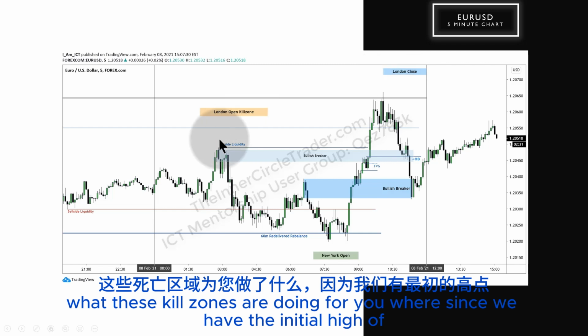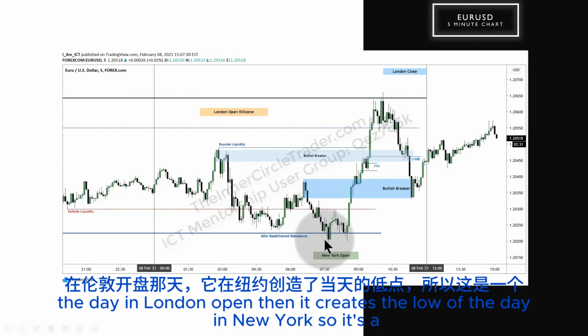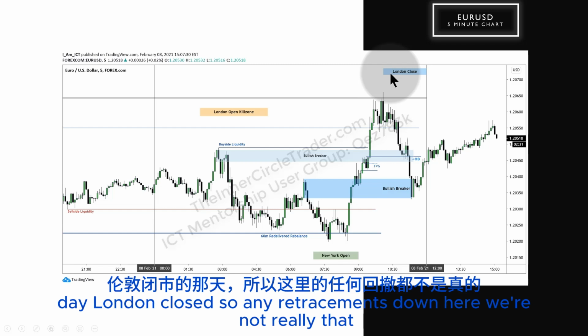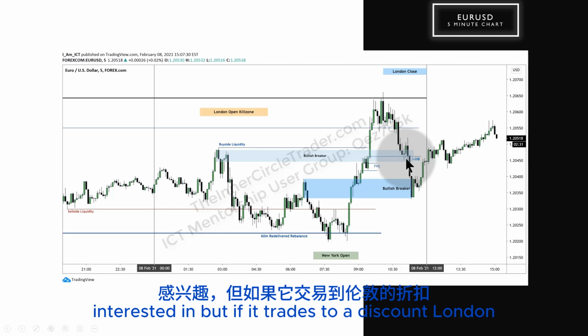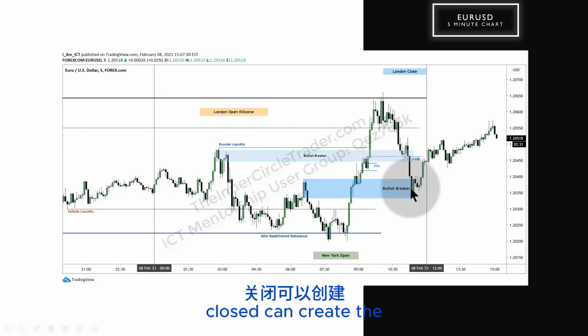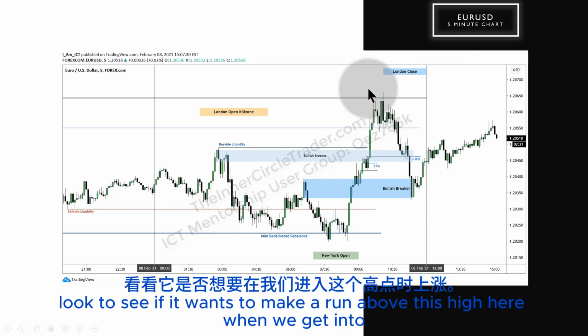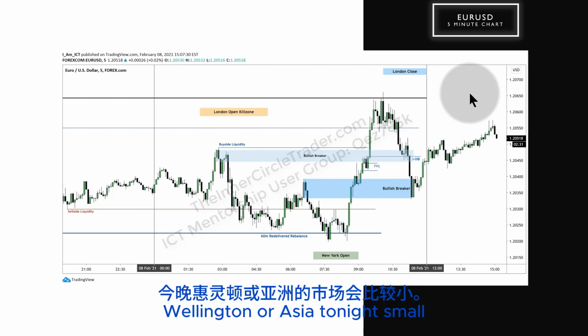Whereas we have the initial high of the day in London open, then it creates the low of the day in New York. So it's a reversal market profile here, sends it up into a premium array at the time of day, London close. So any retracements down here, we're not really that interested in. But if it trades to a discount, London close can create the continuation patterns that usually will set up going into the next day. So we'll look to see if it wants to make a run above this high here when we get into Wellington or Asia tonight.